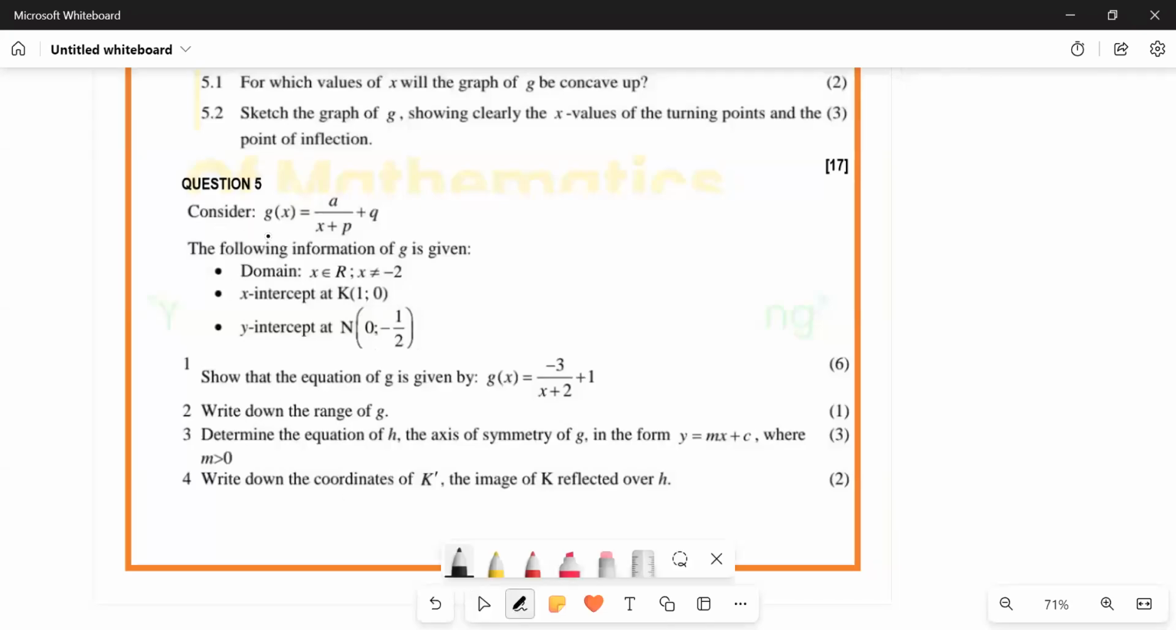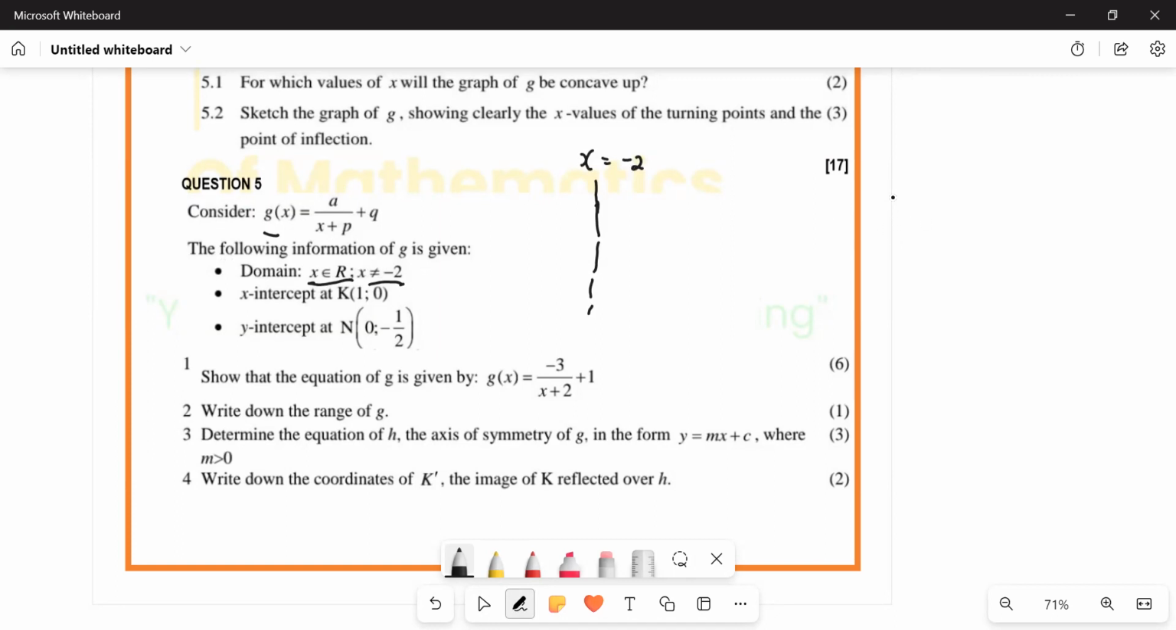They consider the following g of x, which is given by the following formula. And then they say the following information of g is given. The domain, they say, is x is an element of all real numbers, but x cannot be equal to -2, meaning this thing here is a vertical asymptote. What is our vertical asymptote? It says x is going to be equal to what? -2.